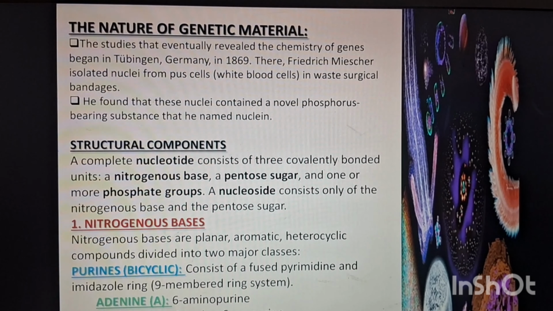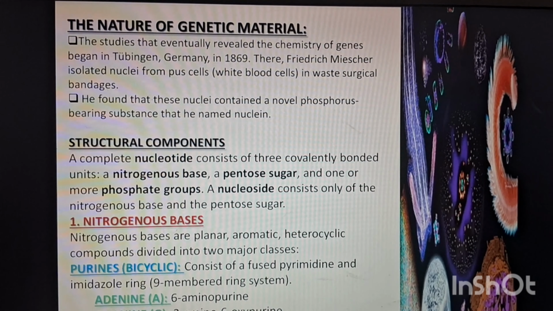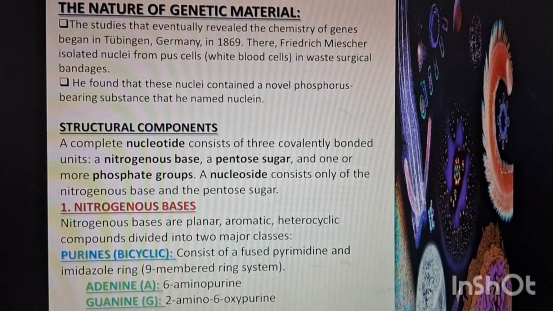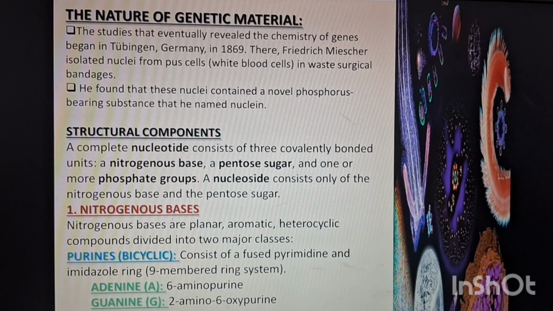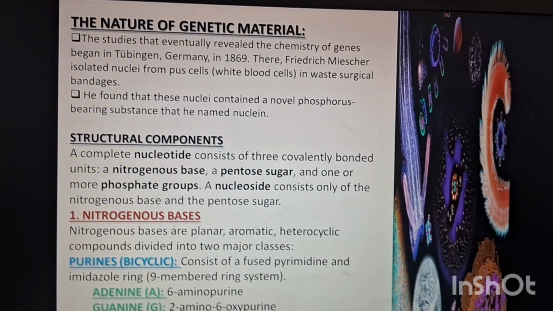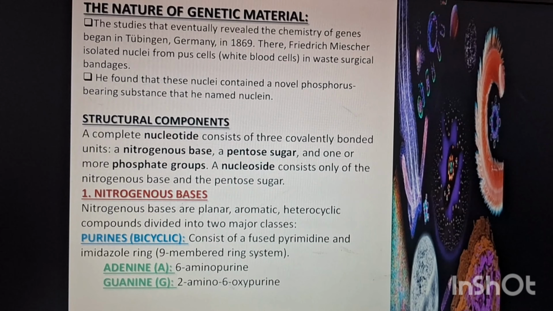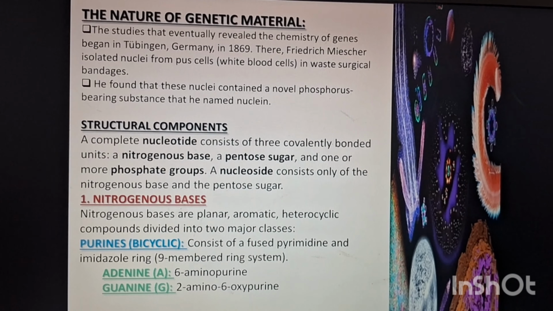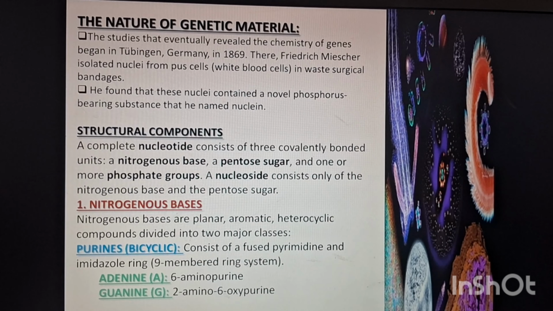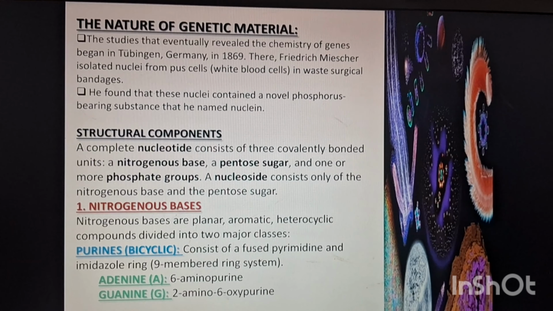The studies that eventually revealed the chemistry of genes began in Tübingen, Germany in 1869. There, Friedrich Miescher isolated nuclei from pus cells. These are the white blood cells in waste surgical bandages. He found that these nuclei contained a novel phosphorus-bearing substance that he named nuclein.